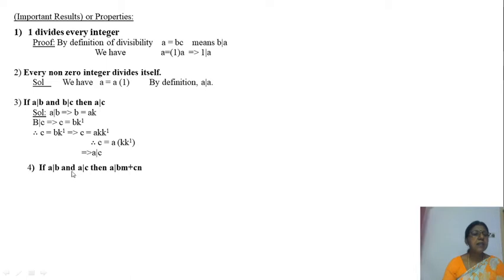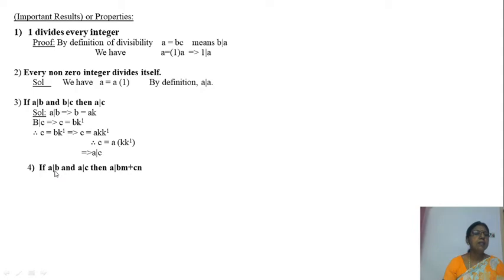We see another result: if a divides b and a divides c, then a divides bm plus cn. What does it mean? A divides b and a divides c means a divides both b and c. That is the given part, the if part. Then we are going to show that a divides bm plus cn. Bm plus cn is nothing but a linear combination of b and c. Here m and n are integers, no doubt.